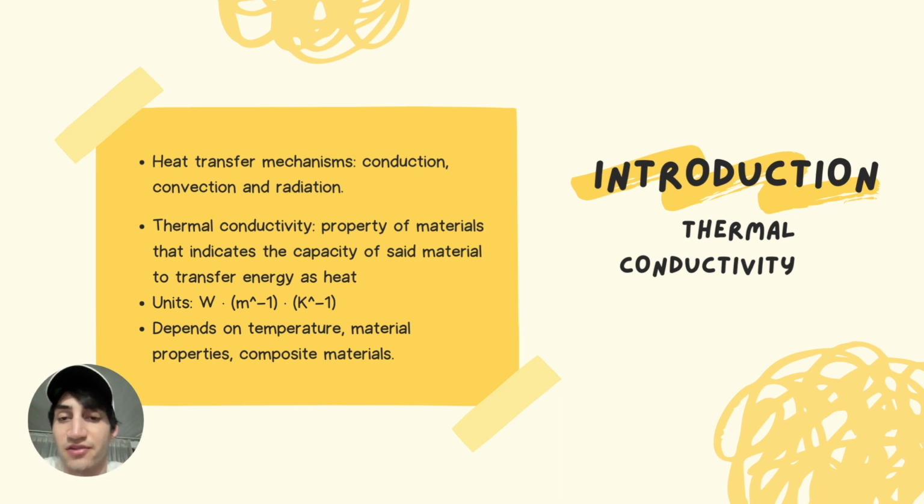It's a property of materials that indicates the capacity of said material to transfer energy as heat. This property is important when we are designing a process or a product because we need to know if we have to make the flow of energy high or low. The units are watts over meters times Kelvin, and this property depends on temperature, material properties, and composite materials, which is the main focus of this practice.